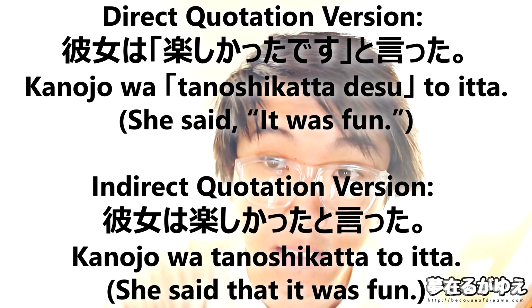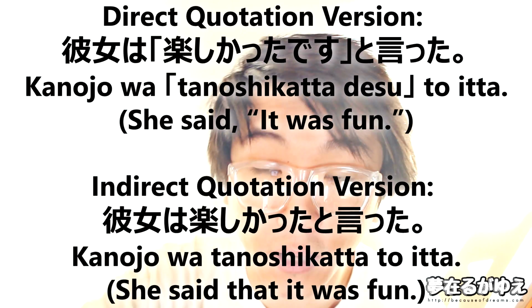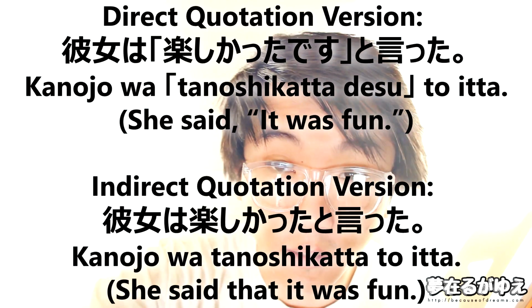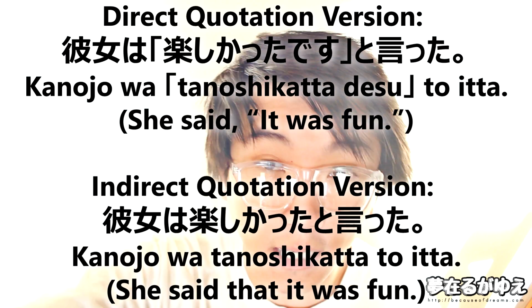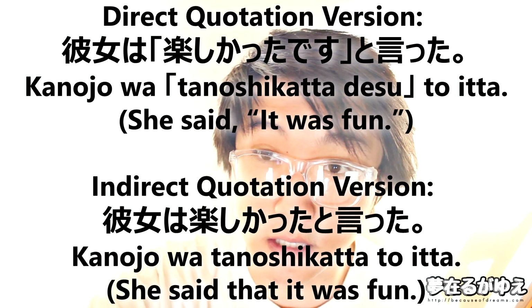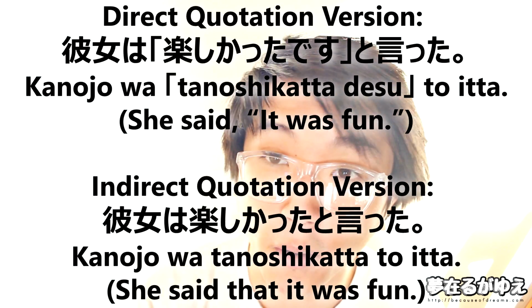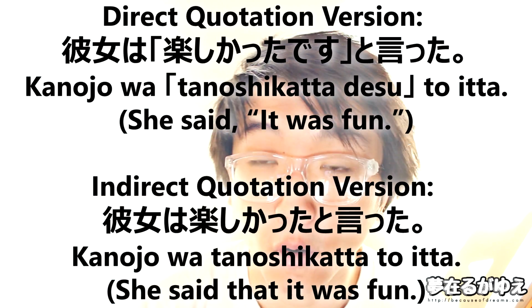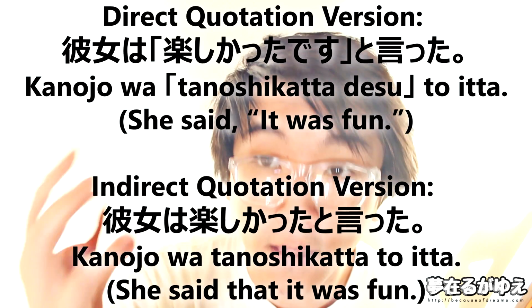And then we break down this sentence, and again, we have kanojo as the subject, so she, we have the wa marking her as the subject, and then we have our indirect quotation here, and it's just going to be tanoshikatta because this is going to be the plain form. So we can't have the word desu in this quotation because we can't have polite form in indirect quotation. So we simply remove the desu, and then we follow with another to because this is going to be the particle that marks a quotation regardless of whether it's a direct quotation or an indirect quotation, and then again we follow with itta to mean said. So she said that it was fun.